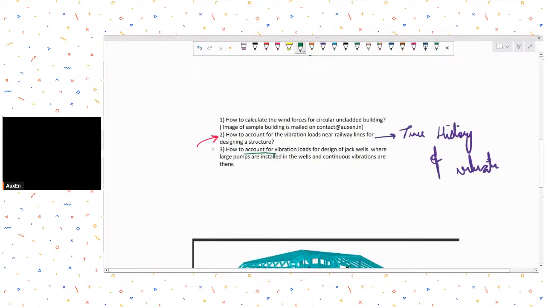His next question is how to account for vibration loads for design of jack wells, where large pumps are installed in the wells and continuous vibrations are there. Again, I think the answer might be the same, that you think of providing some detachment, and detachment can be in a way by providing a pit all around and fill it with some damping material like sand, etc. Okay, all right. So these were the questions asked by Mr. Ketan.